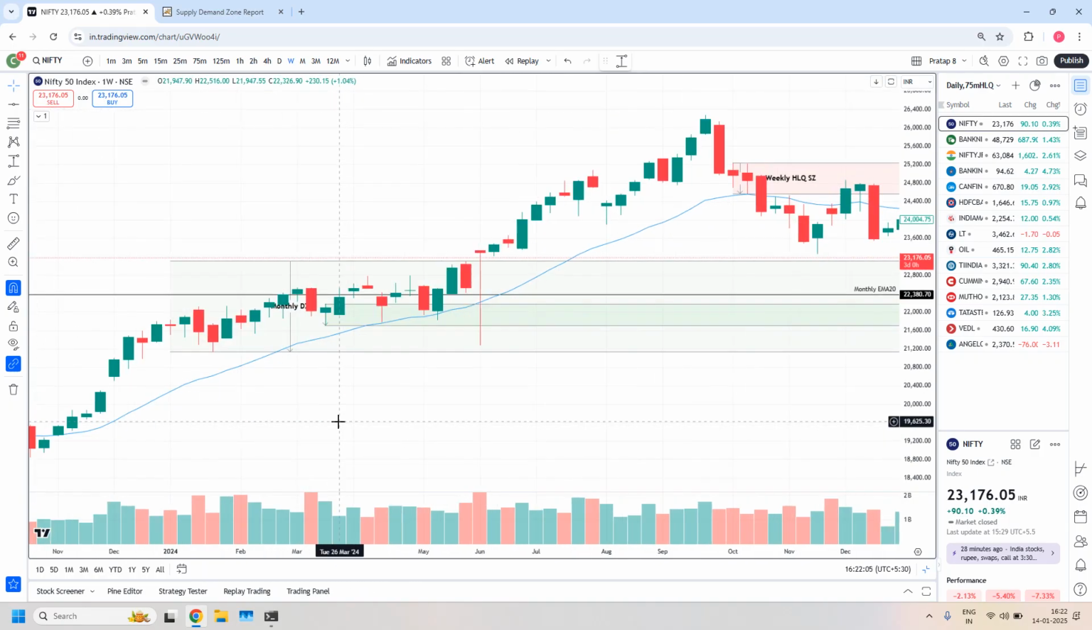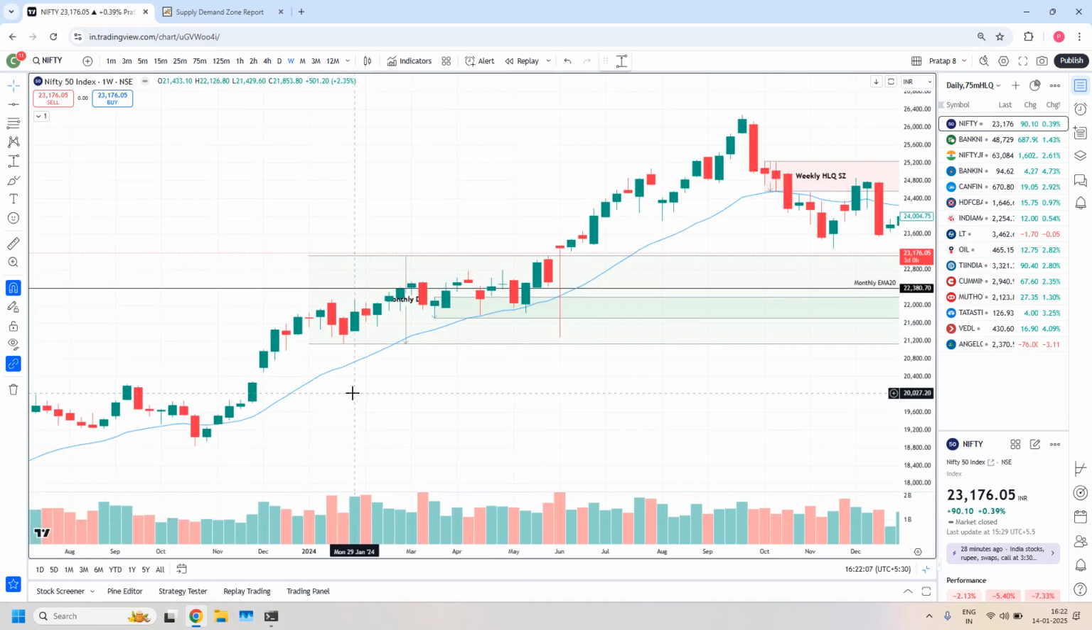But compromised zones, can we draw? Yes, software can't identify, but we can draw. This is not really a big leg out. This is a medium size leg out. But here there is a base candle, some kind of action has happened.